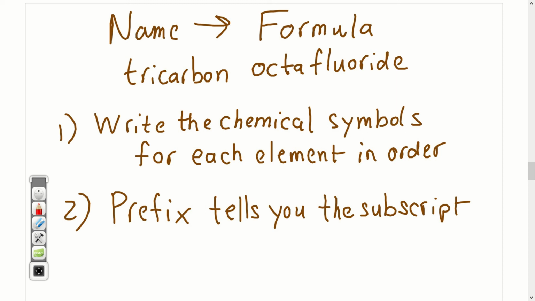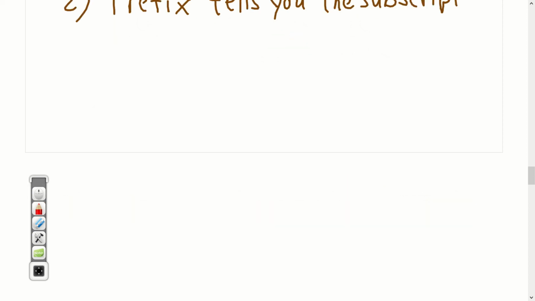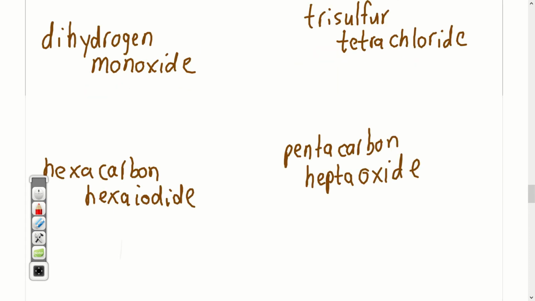Name back to formula. I feel like this should be hopefully even a little bit easier. Again, I know you got to learn your prefixes, but it's telling you what to do. Write the chemical symbols for each element. Carbon, C. Fluorine, F. Prefix tells you the subscript. Tri, there's 3 carbons. Octa, 8 fluorines. Okay? So that's where we get this. We just look at the name, we got to know your prefixes.